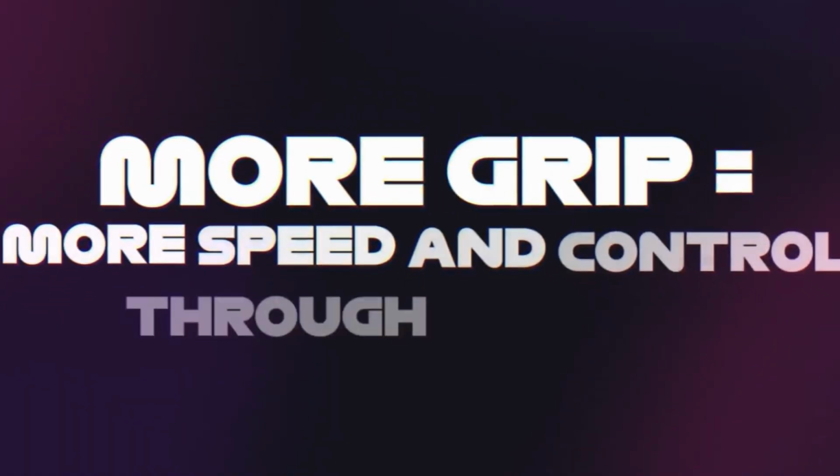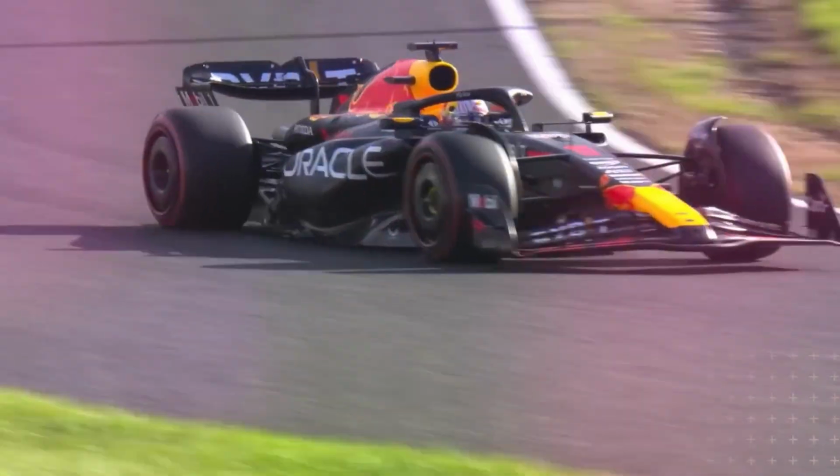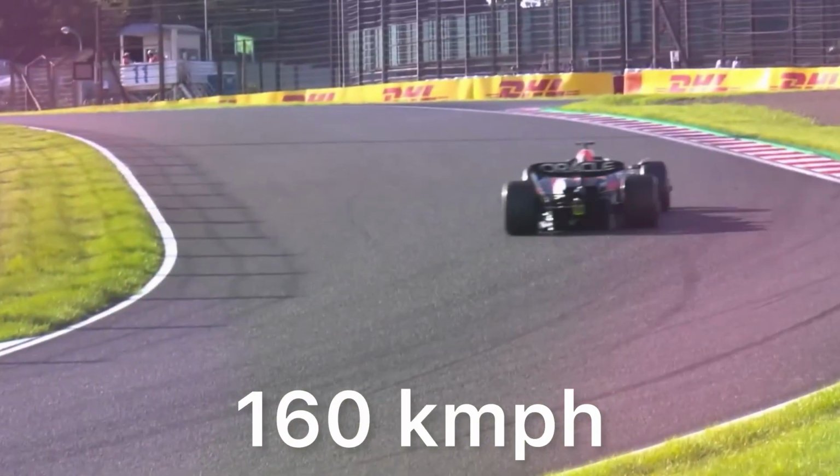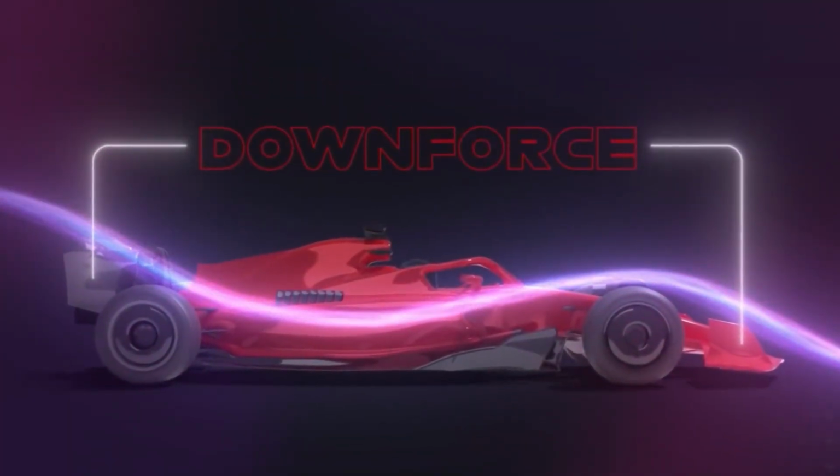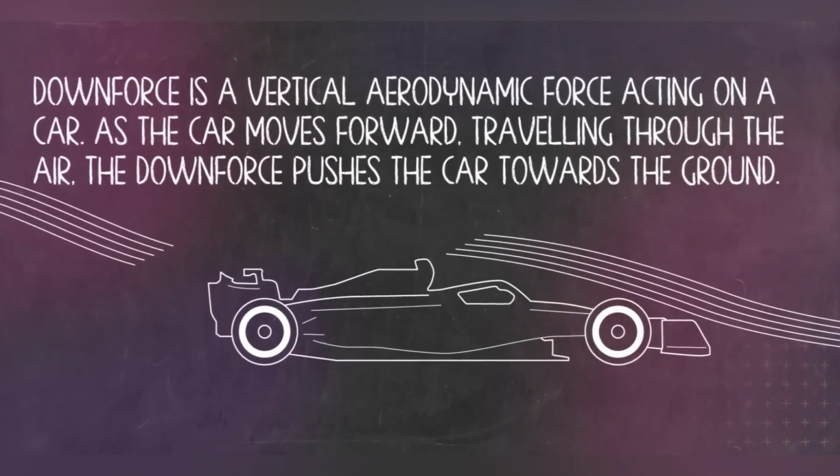But the trade-off is worth it, because without all that downforce, F1 cars would still be spinning their tires even at 160 km per hour. For better cornering speeds, downforce, which creates lateral grip, is more important. So how can we create this downforce?